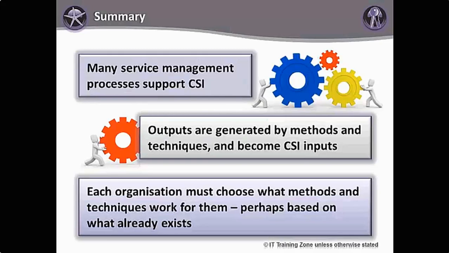In this lesson, we've studied other service management processes and how they can support continual service improvement. Outputs from these processes may be generated by methods and techniques we have looked at. These outputs become inputs to continual service improvement. Each organization must choose what methods and techniques work best for them. Your choice of methods and techniques may include a mix of the techniques we've studied, perhaps influenced by what already exists in your organization.